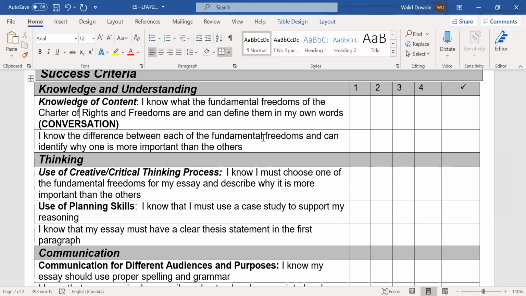You need to have a case study to support your position, which means that you're going to have to look at old cases, and again, each of these fundamental freedoms is tied to a case, and you're going to explain how that case helped to explain why that freedom is important. And the next one is your essay must use a clear statement in the first paragraph. So you've got to establish in the first paragraph, in the last sentence, what you're going to prove for your essay.